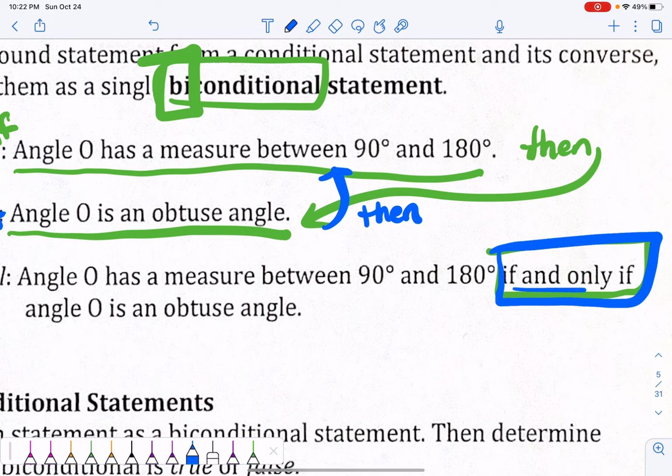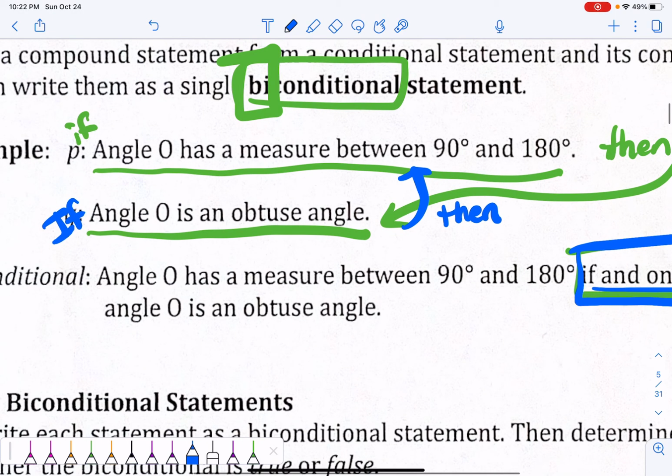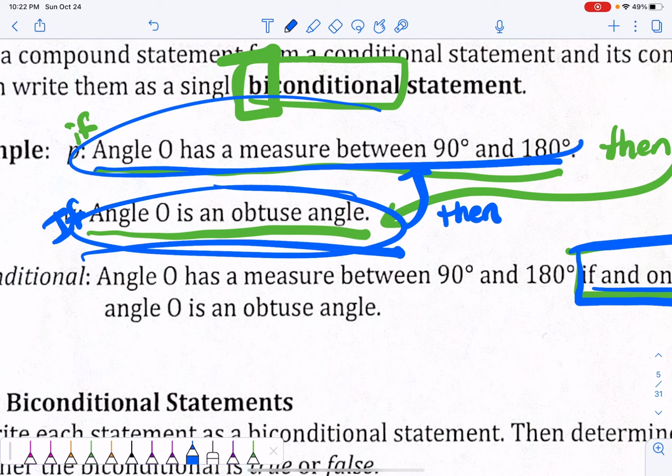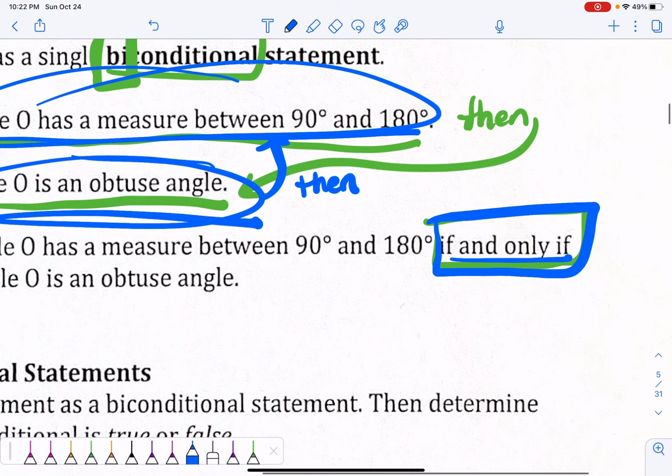So when you see these words, it's just meaning doing those two statements at the same time without having to write it twice, right? It's saying if this one, then this one, and it's saying if this one, then this one. It's doing both of those at the same time, jamming them together, using the words if and only if in the same thing.